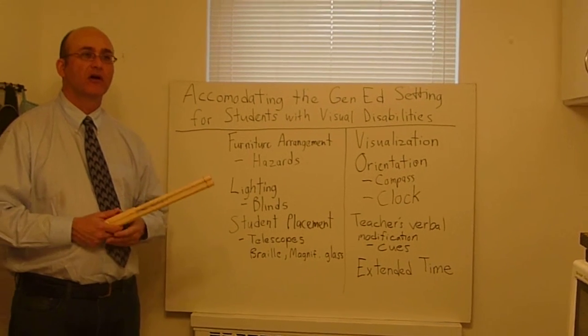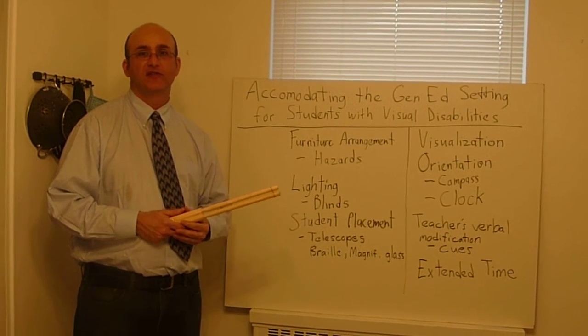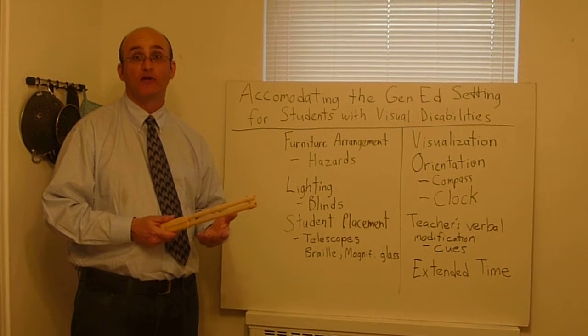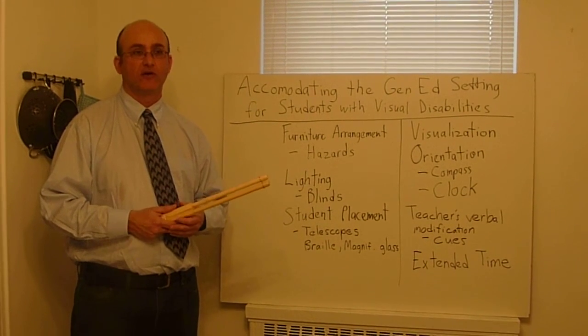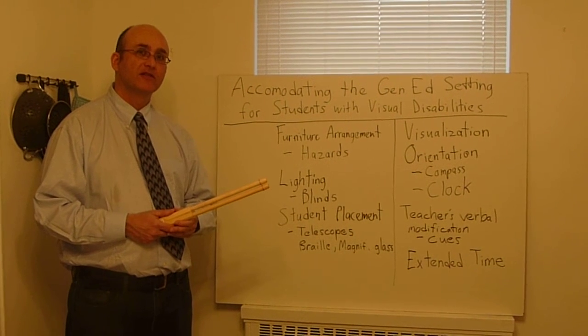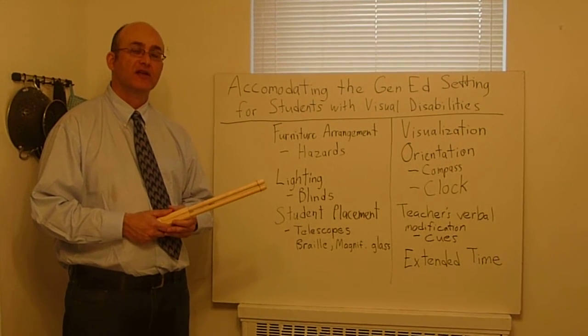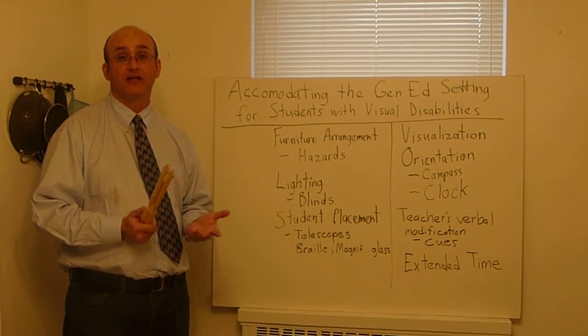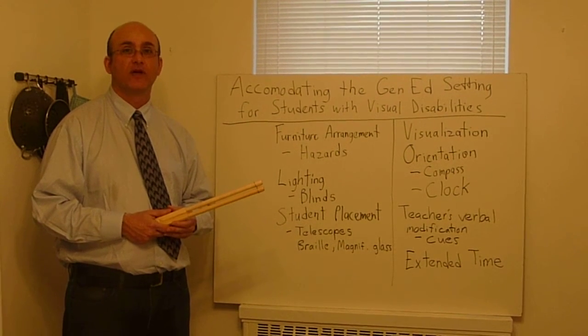For example, tables may have sharp edges. Doors may be partially open. You don't want them walking into doors or walking into doorknobs. So you have to give careful thought to possibly rearranging some furniture so that it can accommodate students with visual disabilities.